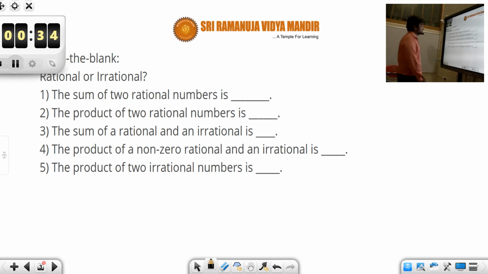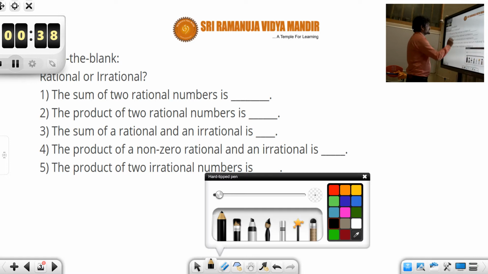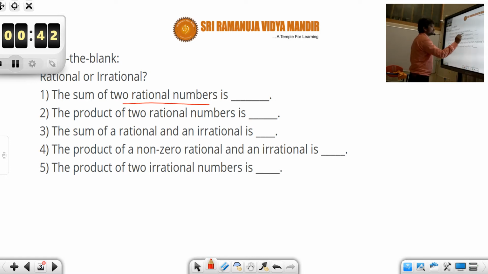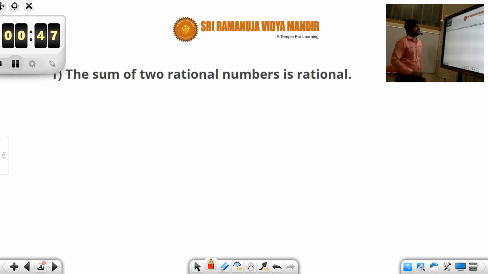See, the first question is, what would be the sum of two rational numbers? So, can anyone answer this? Sum of two rational numbers.